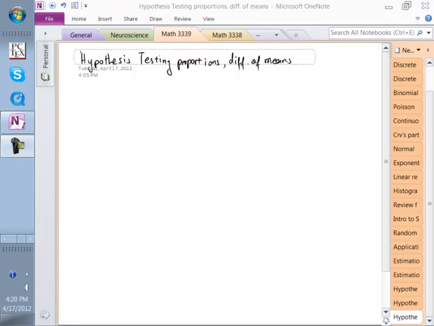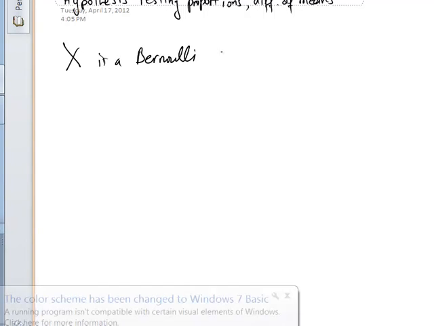Okay, so what is testing for proportions? When you test for means, you have a quantitative variable. When you test for a proportion, you have a Bernoulli random variable, which is what? It's a categorical variable, okay? So X is a Bernoulli random variable, and in particular a categorical random variable.